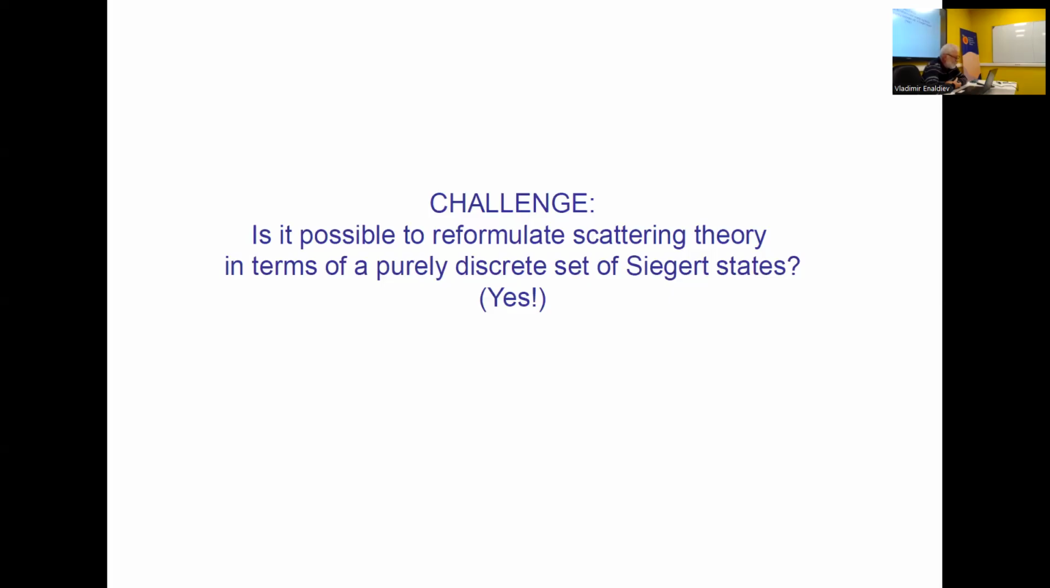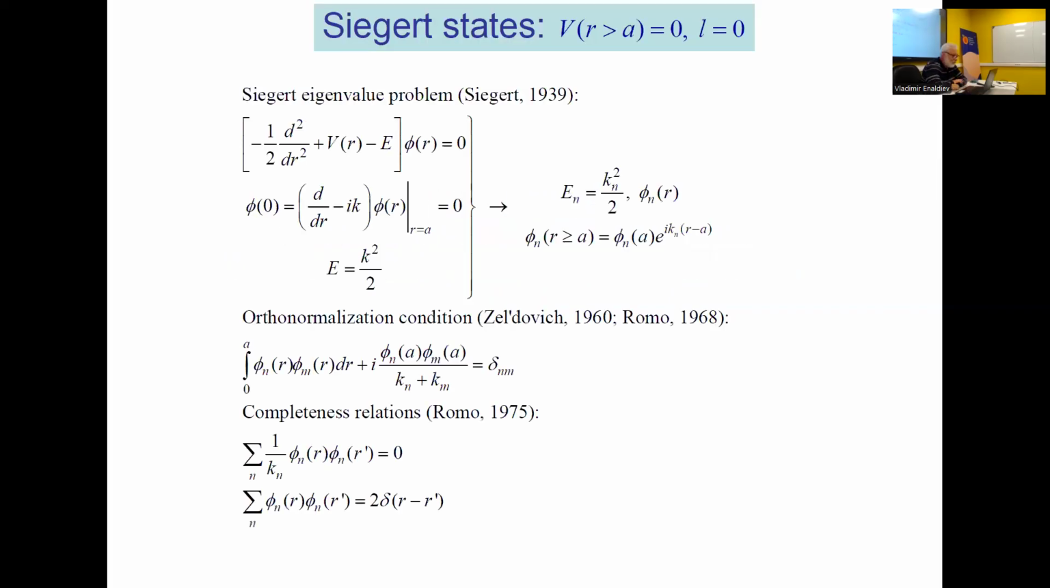from scattering theory. So this was the motivation of a lot of studies which were conducted between the paper by Siegert in 1939 and my paper in 1997, which I will show later. So let me now summarize the main achievements during these 60 years of the development of the theory of Siegert states. So this is the Siegert eigenvalue problem.